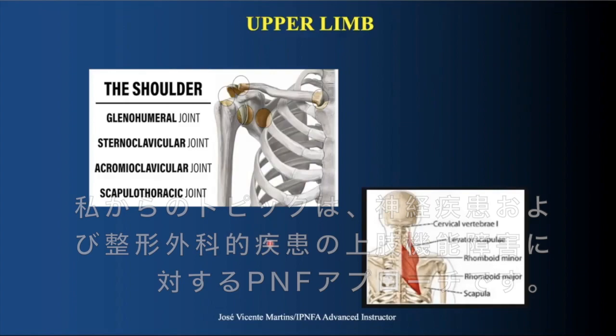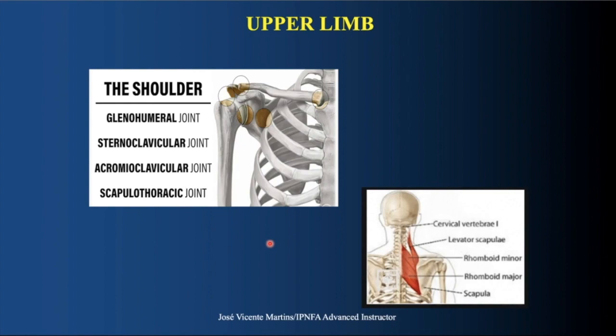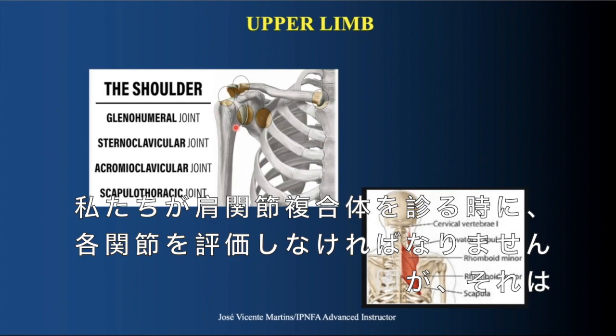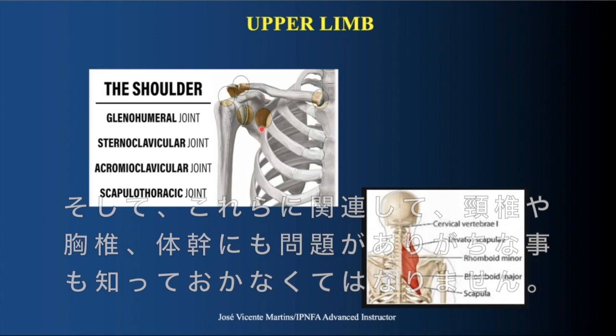So we're going to talk more about the proximal problems concerning shoulder problems and also elbow problems for this kind of patients. When we check the shoulder complex, we have to assess joints such as the glenohumeral joint, sternoclavicular joint, acromioclavicular joint, and also the scapulothoracic joint. But we have to know that this kind of patient can also have some problems concerning the cervical spine, thoracic spine, and trunk.